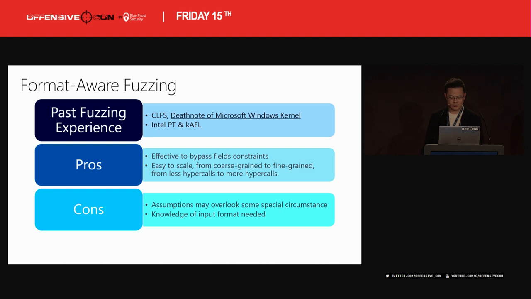Format-aware fuzzing may overlook some special circumstances because of assumptions. Some anomalous input may be missed when fitting into a specific format. Another shortcoming is the dependence on knowledge of the input format. For Microsoft employees like me, it's not a big problem. But for external security researchers, it means more effort on reverse engineering. But come on, you're a hacker. Do the reverse engineering.